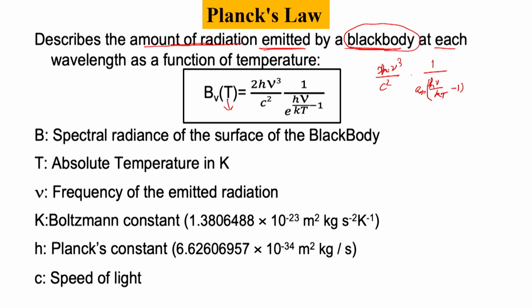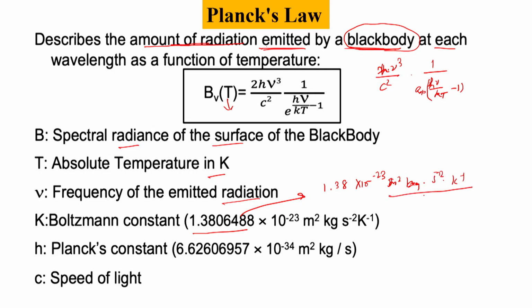So this is the spectral radiance of the surface of the black body, where T is the absolute temperature, given in Kelvin. Nu is the frequency of the emitted radiation. Here k is the Boltzmann constant. We usually just write 1.38 times 10 to the power minus 23, in units of meter squared kilogram per second squared per Kelvin.